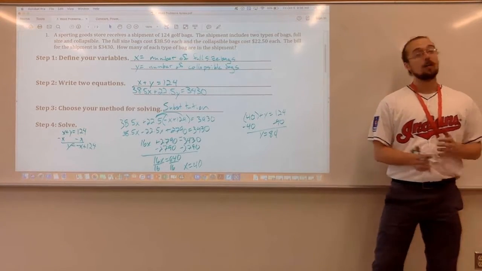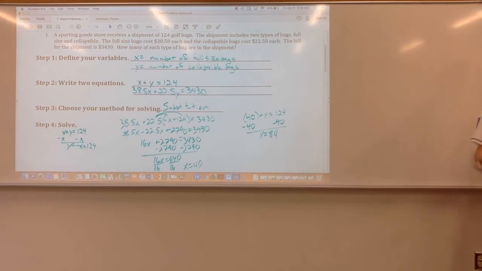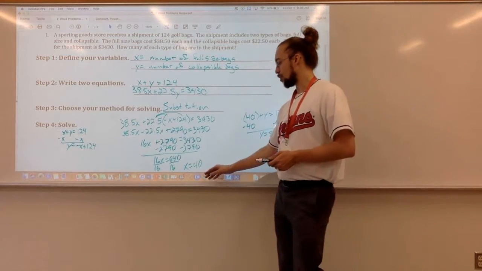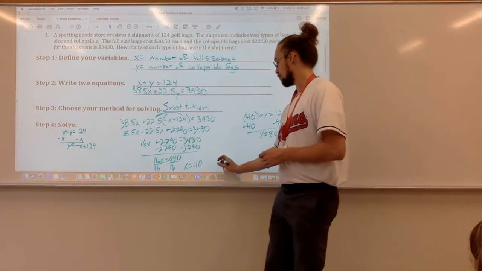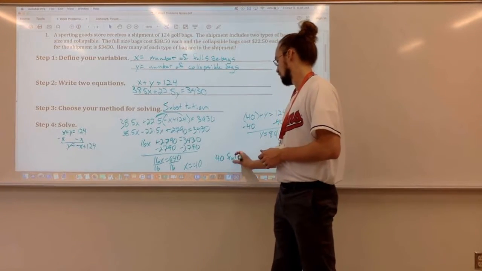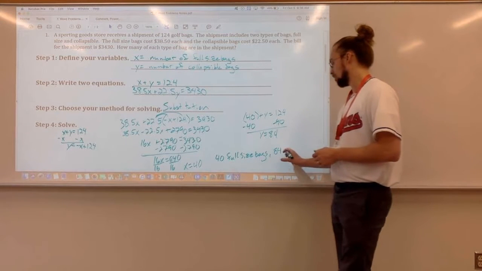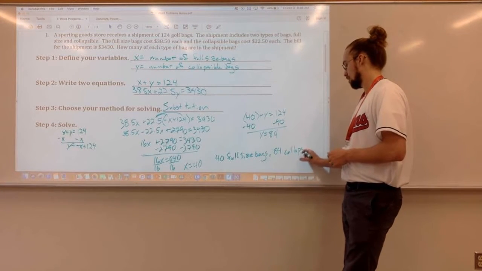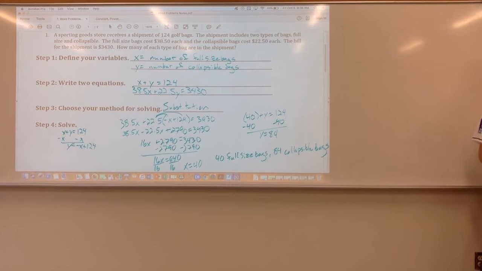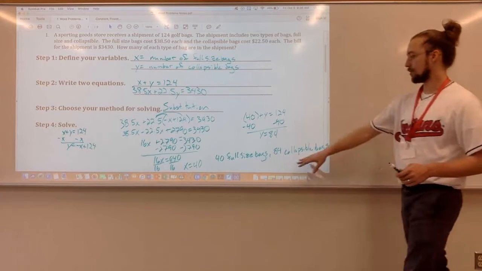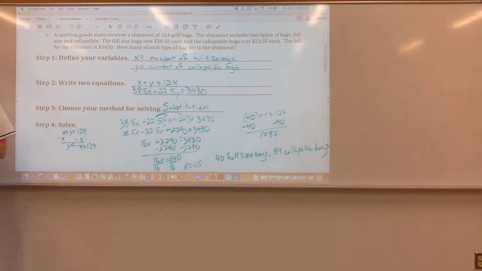Now, in a word problem like this, we don't really want to write our answer as a coordinate point, like we did when we just had equations. If we're solving a word problem, we want to write out what this answer means. So this means we determined there were 40 full-size bags and 84 collapsible bags. So that's what would go under the solution under step 5 there. I just didn't want to erase all this and scroll down.